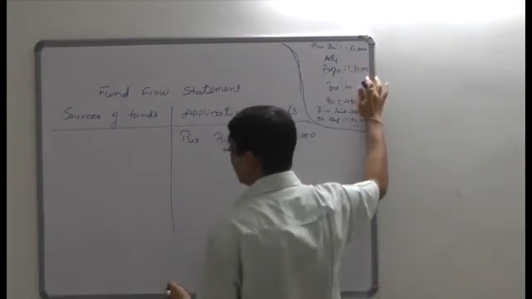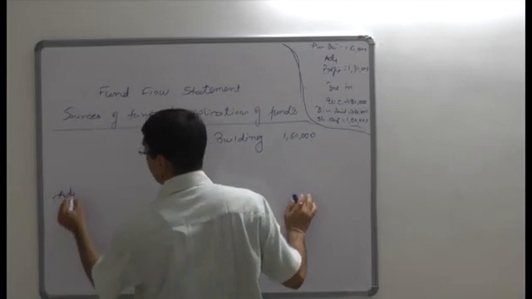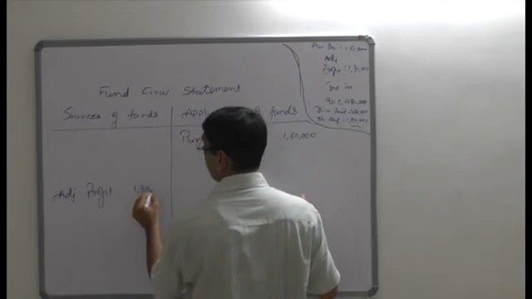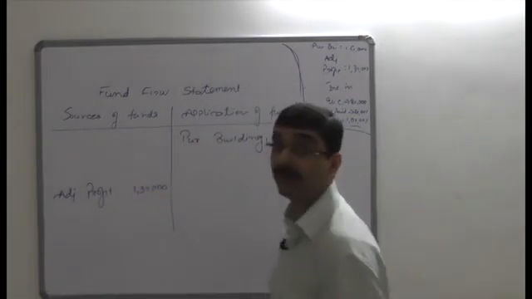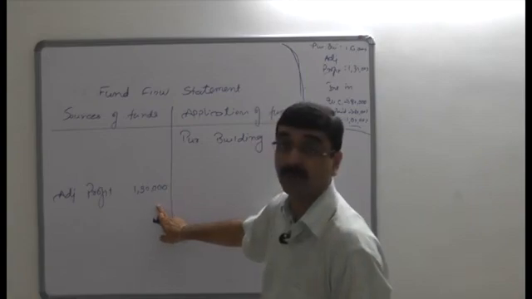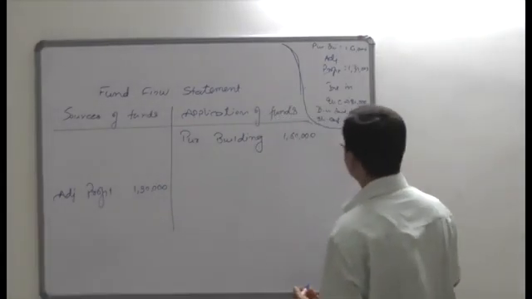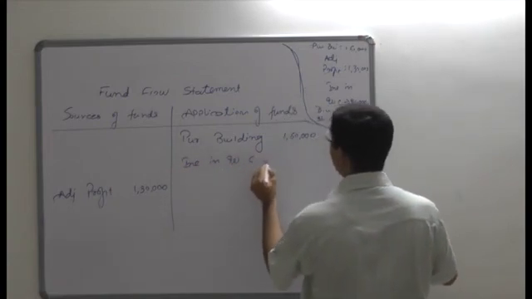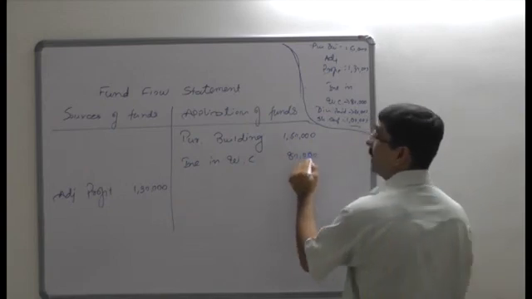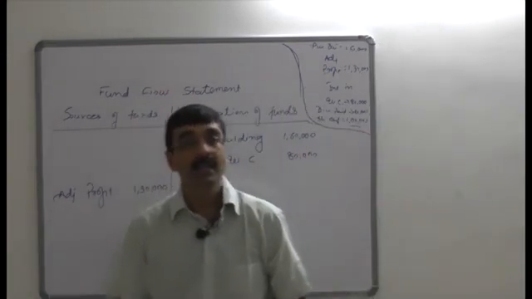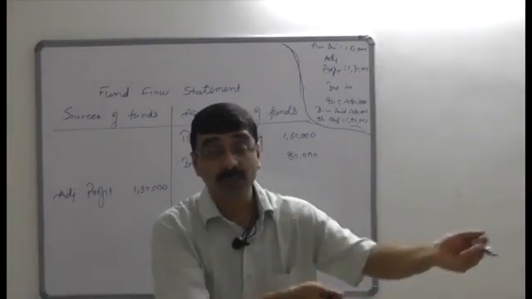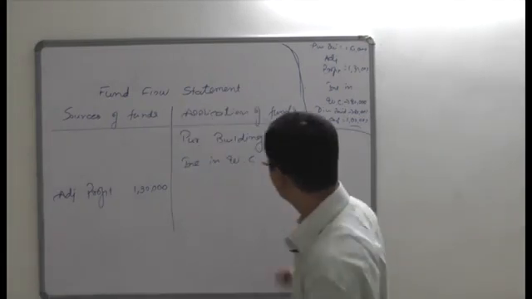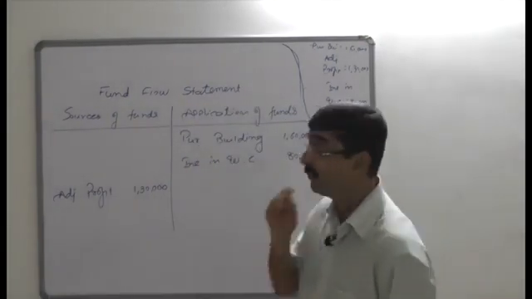Now the second item is adjusted profit. Adjusted profit is your source, because profit always increases your fund, and that's why it's recorded on the sources side. Then the next is increase in working capital. Increase in working capital is always an application of fund. Working capital has been increased, that means ultimately the fund is utilized, and that's why it's an application of fund. Fund goes out from the business, and that's why it's recorded on the application side.